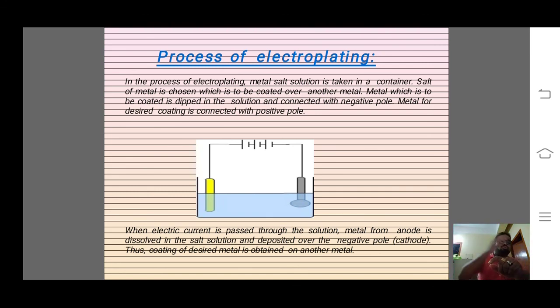So if you want to coat with copper, copper should be in the positive side. If you want to coat on iron, iron should be the negative side. So copper gets dissociated into the solution, and from the solution the copper goes and deposits on the cathode. Whatever metal you take on the cathode, that particular metal from the anode will come and deposit onto that. This is a simple process of electroplating.